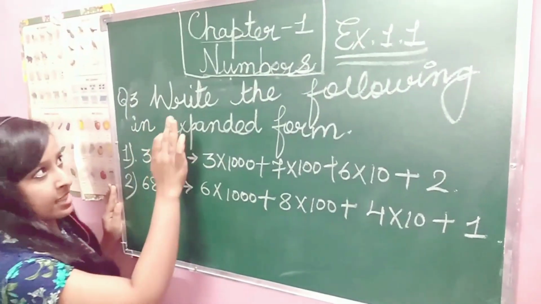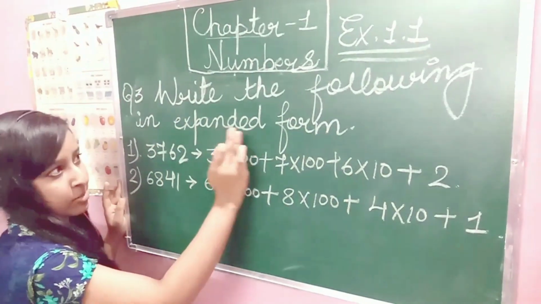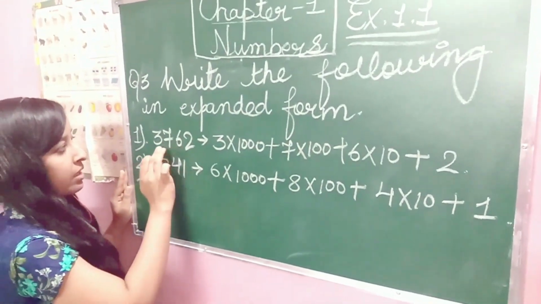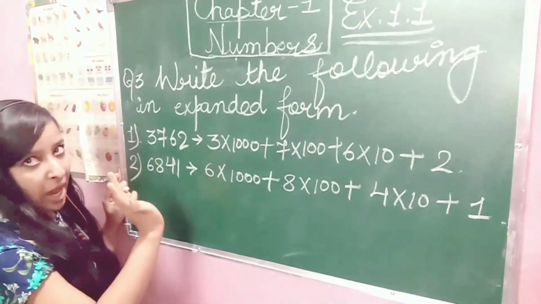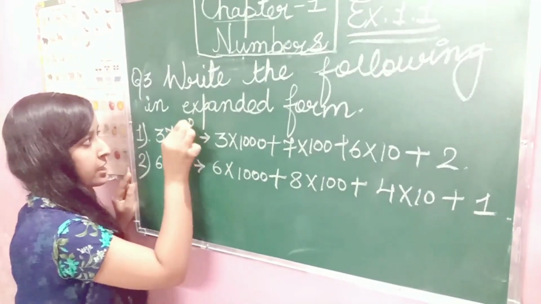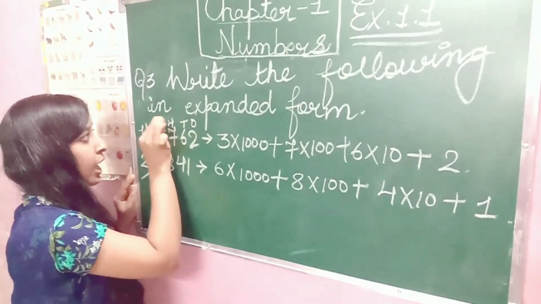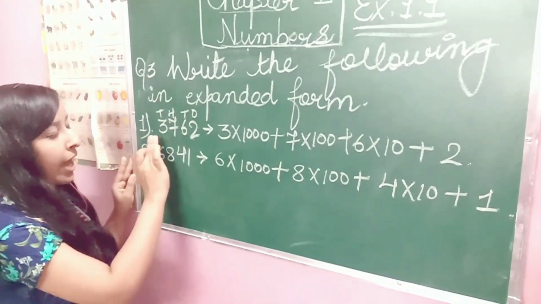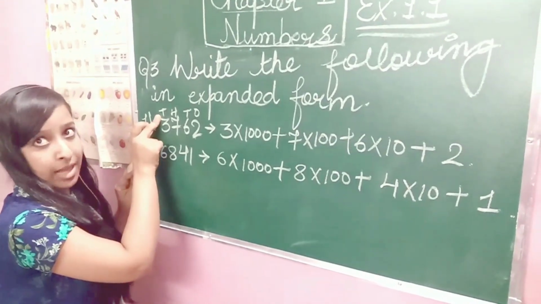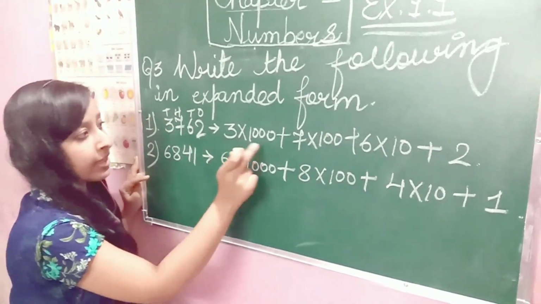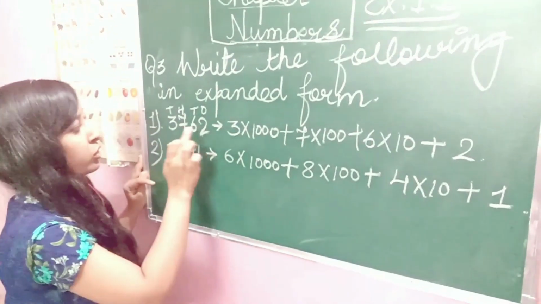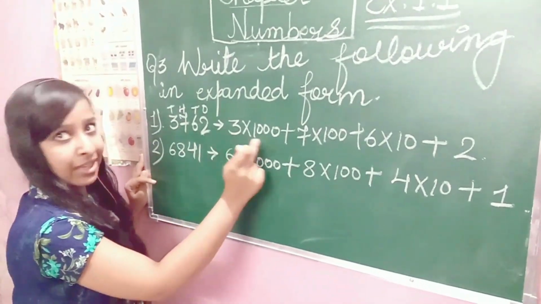Our third question is write the following in expanded form. First number is 3762. Firstly, you have to write the position of this number. 2 at which position? Ones, tens, hundred, thousand. Now what you have to do? You have to expand this number. 3 is at which position? Thousand. So we will multiply it by 1000. So we have multiplied 3 by 1000.